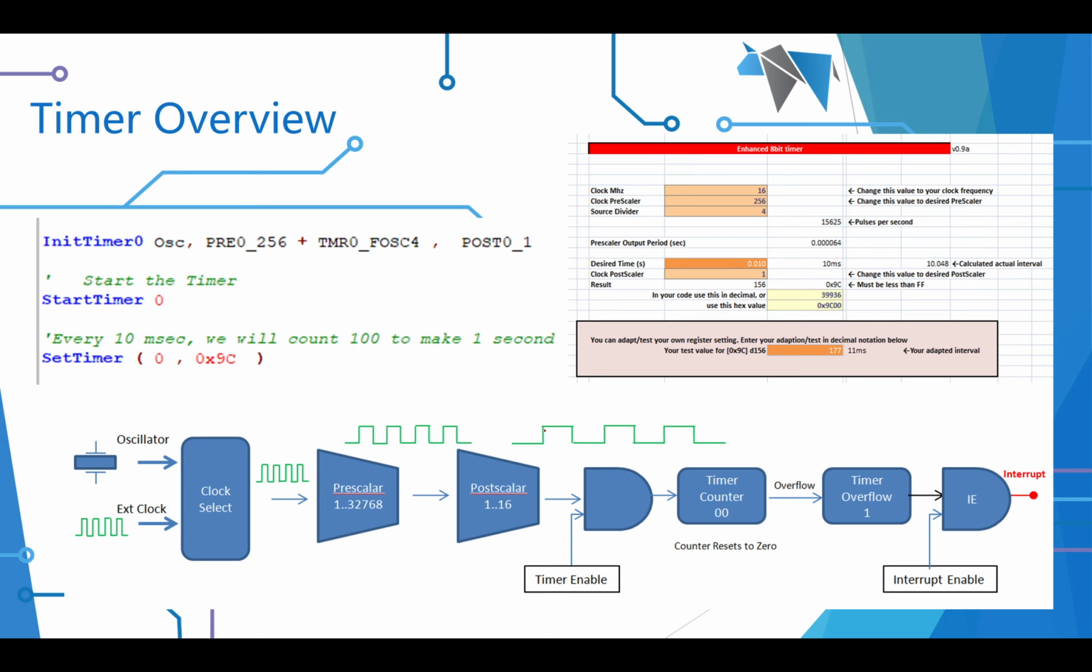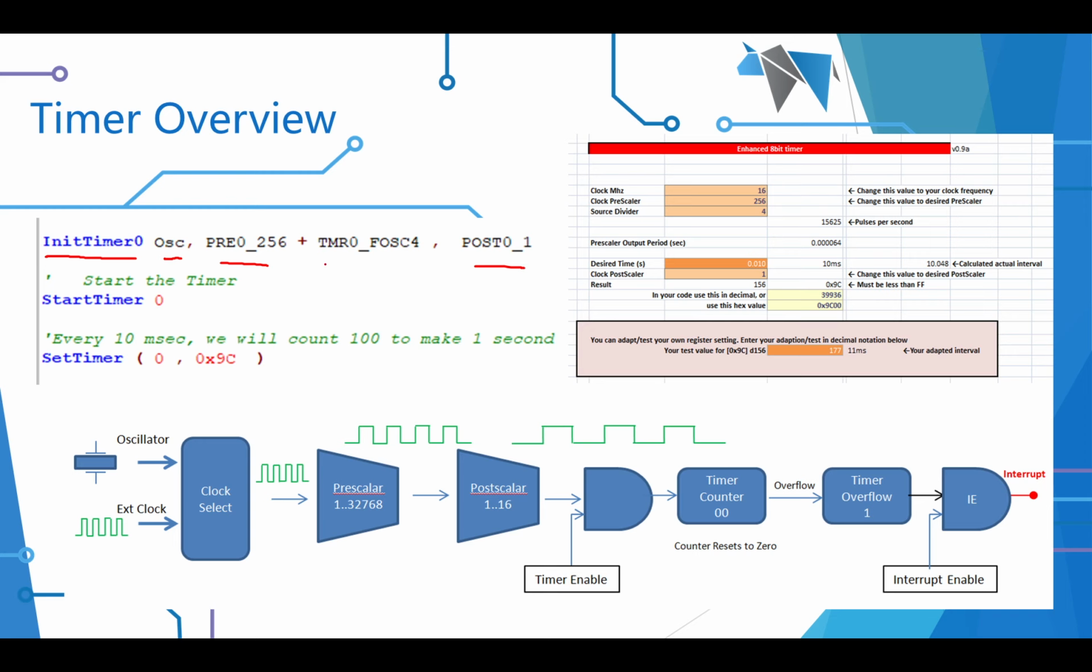What you need to do in GC Basic to set it up is give it some parameters. You need to use the command init timer 0, could be timer 1, 2, 3, or 4, depending on what the chip is. For the source, I'm going to be using the internal source, so that's oscillator, could be external oscillator, EXT. And then you need to give it a pre-scaler and a post-scaler. That's just the way that this one works.